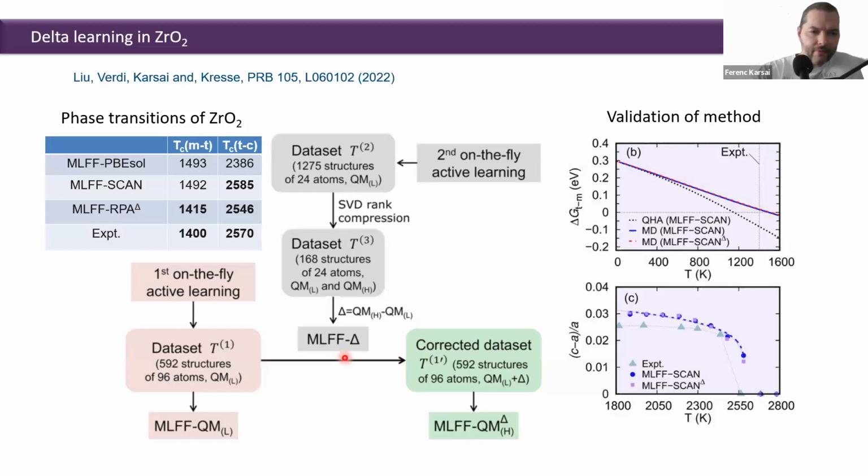structures. And then we applied this force field to the original 592 structures with 96 atoms to predict all the energy and force differences in these structures, and added those differences to the low-level quantum mechanical values. After that, we took these new energies, forces, and stresses and used them as input to train the final force field, which we tag here QM high with a delta.